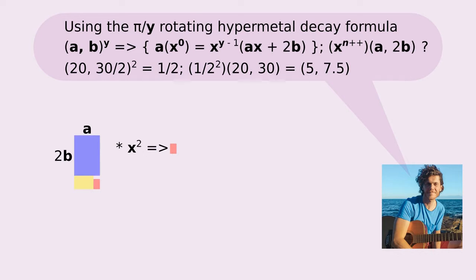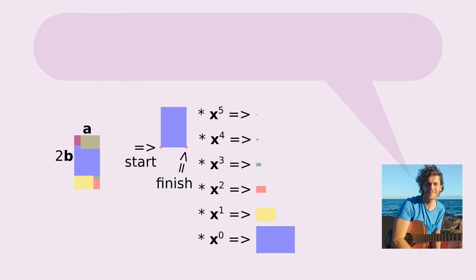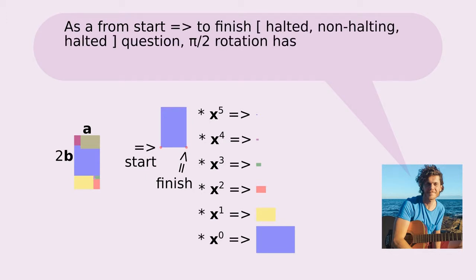Now we have x squared. Multiply x squared by x, rotate pi divided by 2, becomes x cubed. Repeat. This process can be done into infinity. Stopping at the fifth power. Now looking at it as a start to finish, halted, non-halting. Halted, question. Pi divided by 2 rotation has two paths, 1 and 2.